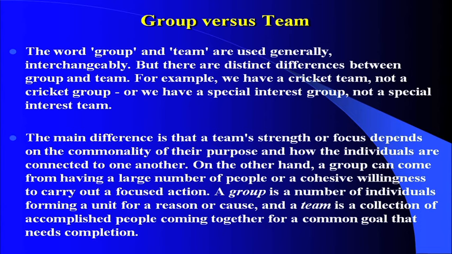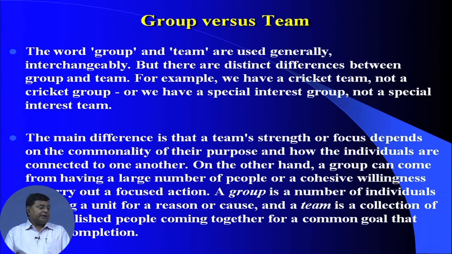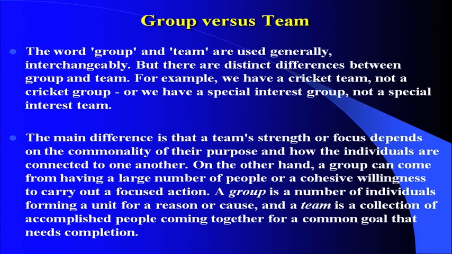The main difference is that a team's strength or focus depends on the commonality of their purpose and how the individuals are connected to one another. On the other hand, a group can come from having a large number of people or a cohesive willingness to carry out a focused action. A group is a number of individuals forming a unit for a reason or cause, and a team is a collection of accomplished people coming together for a common goal that needs completion. So these are some very distinct features related to team and group, but the ultimate purpose might be the same, whether a person is working in a team or group, that they have a certain goal to achieve, but the process might be slightly different.